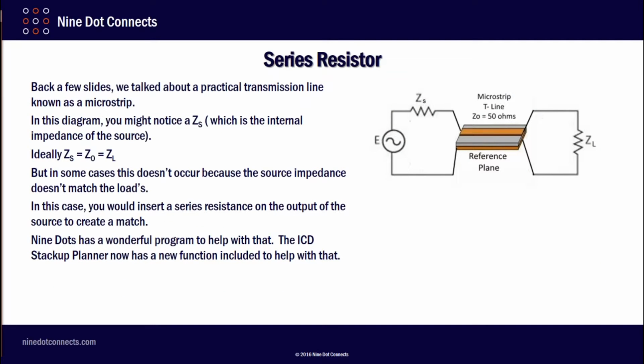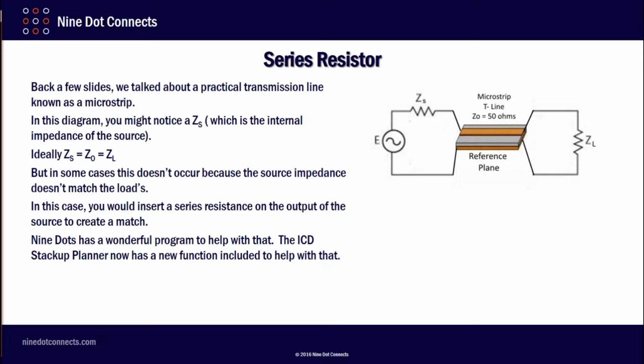Back a few slides, we talked about a practical transmission line known as a microstrip. In this diagram, you might notice that there is an impedance labeled ZS. That is your internal impedance of the source. Again, ideally, that impedance of the source is supposed to match the impedance of my transmission line, which matches the impedance of my load. But in some cases, this doesn't occur because the source impedance doesn't match the load.